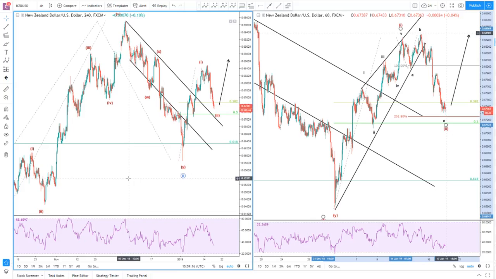So the trade alert is for a trade to go long the New Zealand dollar versus the US dollar, also known as the Kiwi versus the dollar. So we're going to be going long, which means we want to take a position to buy this pair. So it means that we're buying New Zealand dollar and selling the US dollar.